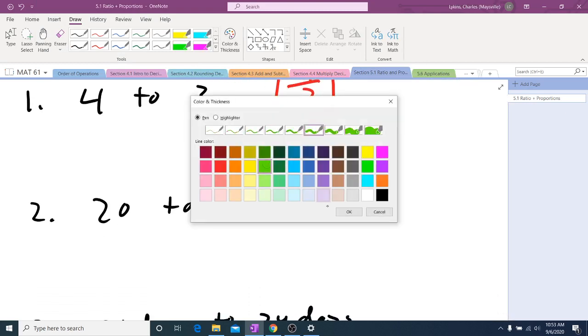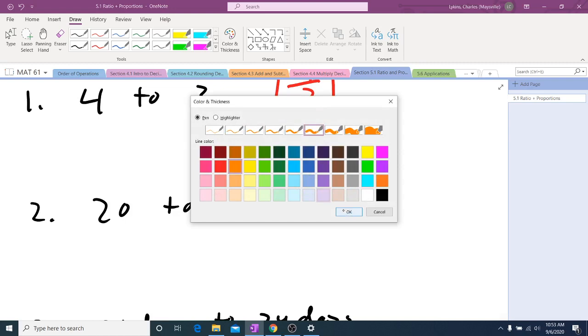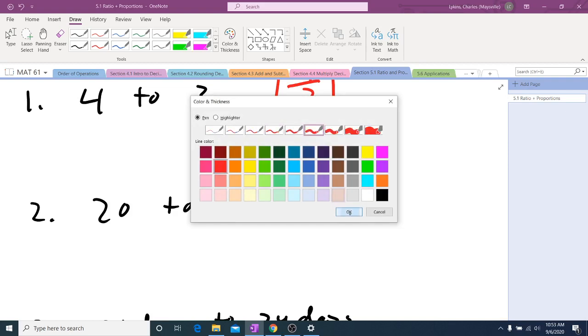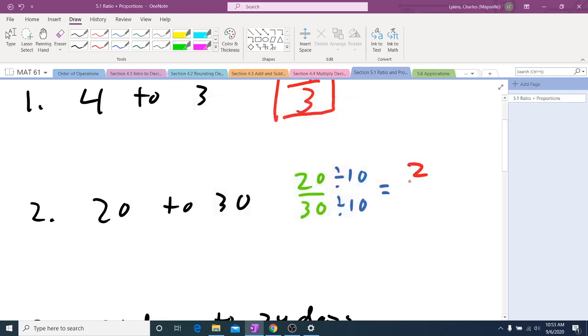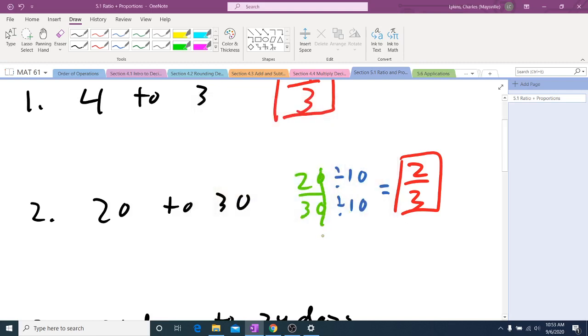Okay, 20 to 30. The 20 would go on top, the 30 on the bottom. So I know that we can divide by 10, because that's what they have in common. And 10 goes into 20 2 times, or 10 goes into 30 3 times. Now also a really simple trick that I like doing is if you see the zeros right here, they cancel each other out, and look what's left, 2/3.